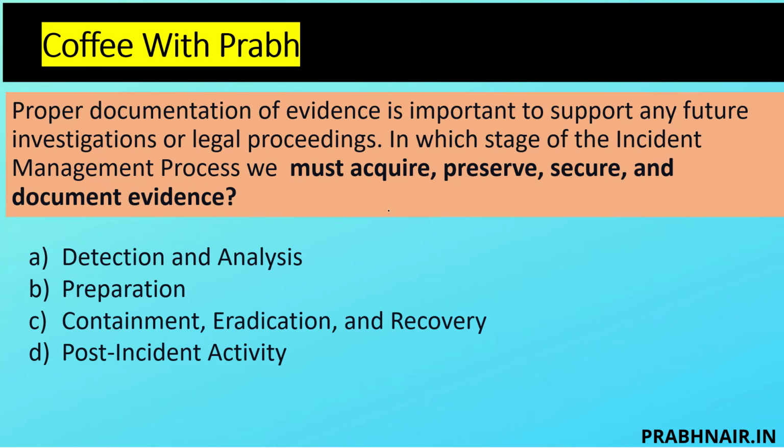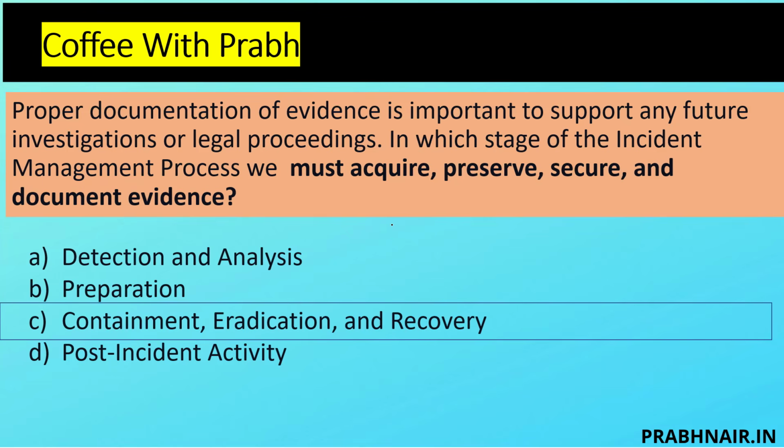So the question was talking about acquire, preserve, secure, and document. That is why the answer is C for Charlie, containment, eradication, recovery. Because once the incident is confirmed, the first thing is that we need to preserve the evidence, isolate the system, remove the malware, and restore the system back to production, which is happening in the C stage, called containment. Let's move to the next question.